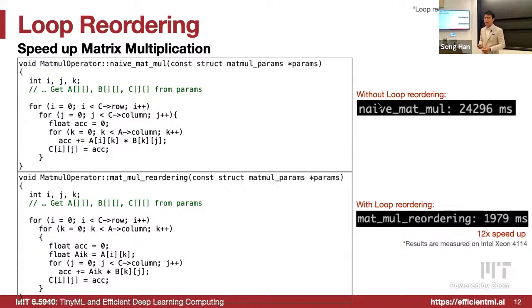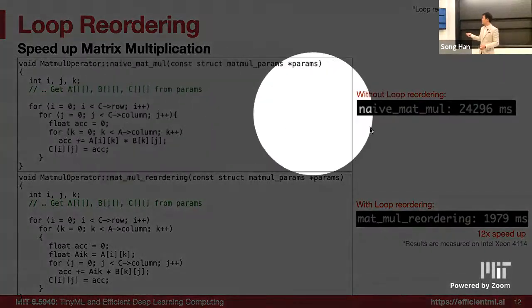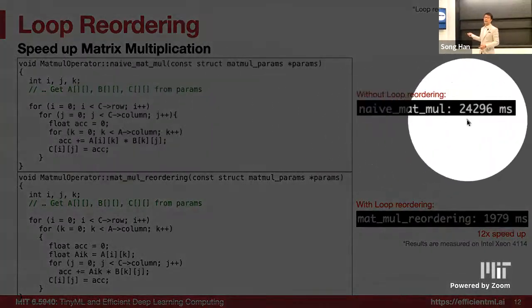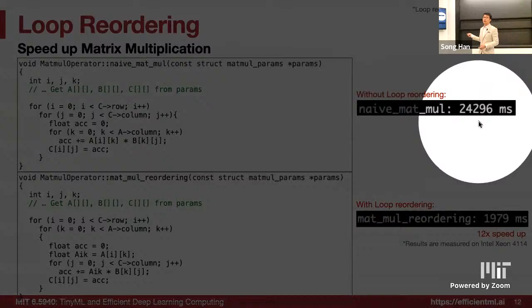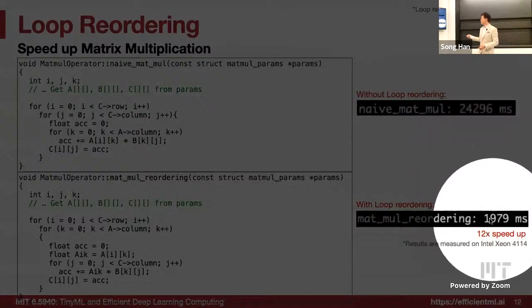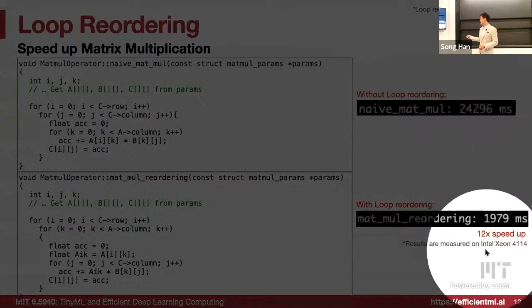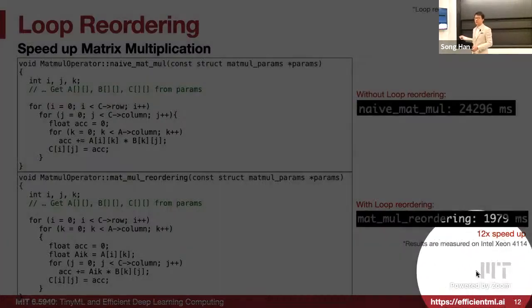However, in this case, the gain coming from the B matrix outweighed what we lose for C's locality. As a result, changing the loop order will reduce the latency from 24,000 milliseconds to roughly 2,000 milliseconds. Pretty significant speedup, 12x. This is measured on an Intel Xeon 4114 CPU, a server grade CPU.